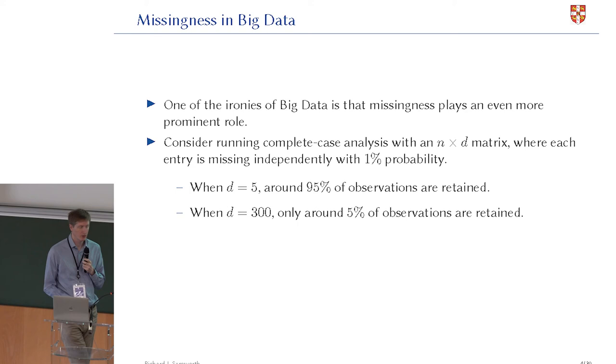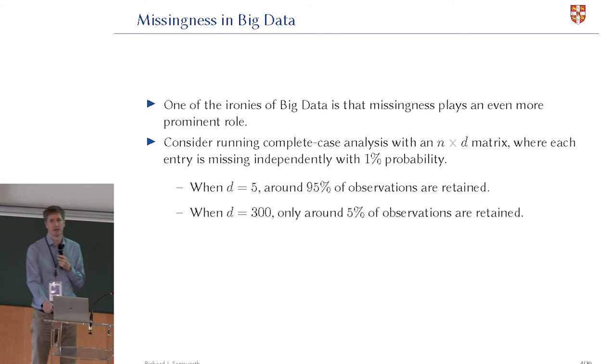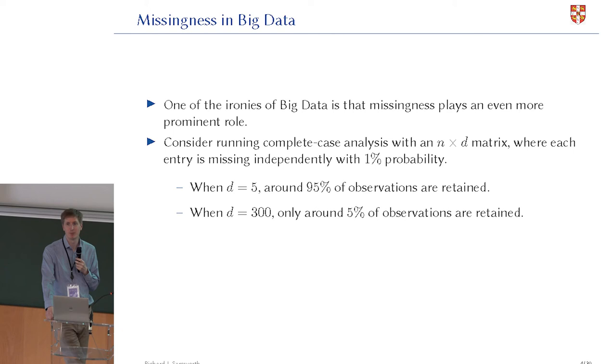Imagine a very toy example of doing a complete case analysis on an n by d data matrix where every entry is missing with 1% probability independently. A complete case analysis just means I'm going to ignore any individual, any row, where I have any missingness. Well, if I've only got 5 columns to my design matrix, a sort of 20th century problem, then I don't lose too much, because I get to keep about 95% of my observations. But even by the time I get up to 300 columns, which is by no means large by today's standards, the situation is a disaster: I only get to keep about 5% of my data. So I really have to decide what I'm going to do with the missingness.